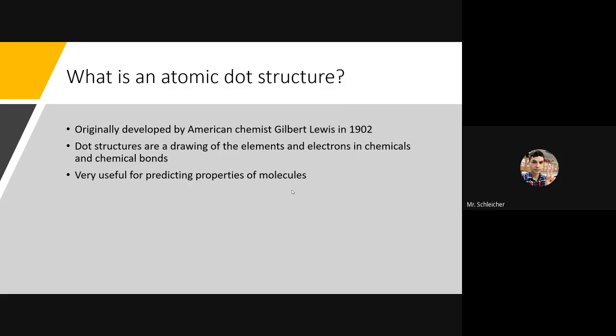Well, they were originally developed by an American chemist called Gilbert Lewis in 1902. You might also hear the name Lewis dot structures because they are named after him. They are actually just a drawing of the elements and their electrons, and they can be used to show different chemicals, molecules, or chemical bonds. They're really useful for predicting properties of our molecules with all of these chemical bonds.